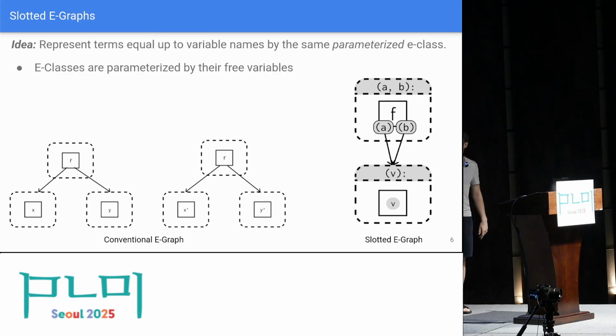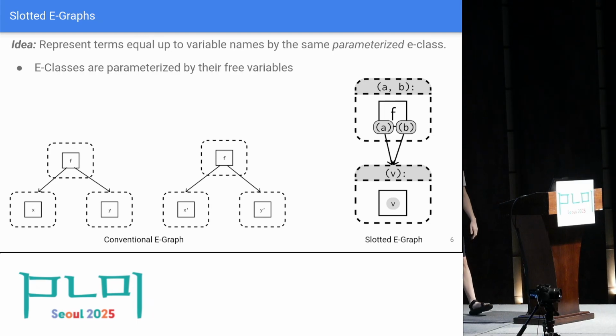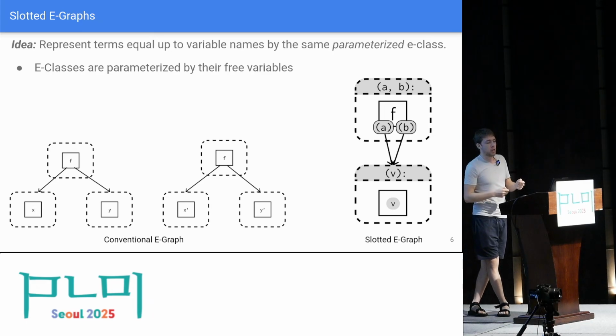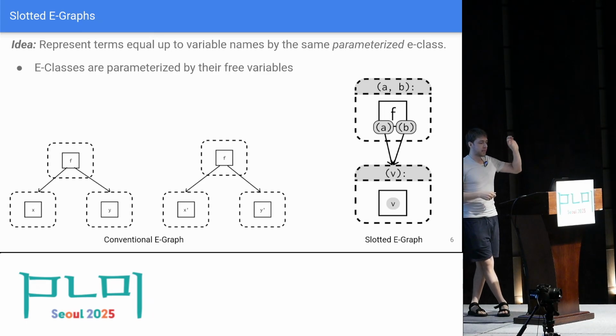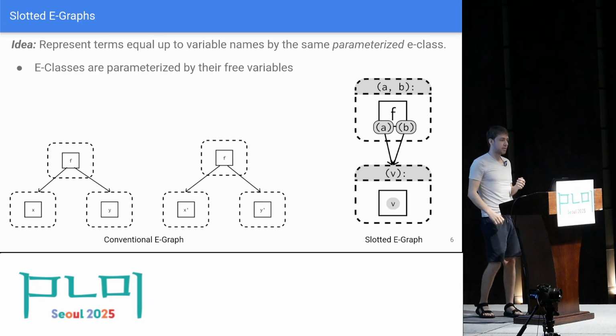So this again represents f of x and y and f of x prime y prime. It's just one e-node, the f e-node, and because both children of f are just variables, we have to point twice to the variable e-class. But in order to differentiate which variable we actually want there, we have to invoke the variable e-class by saying what v is. So in the first case, we want the variable a on the left, and we want the variable b on the right. This is what these annotations on the edges mean. This has to match up with the parameters in the variable e-class.